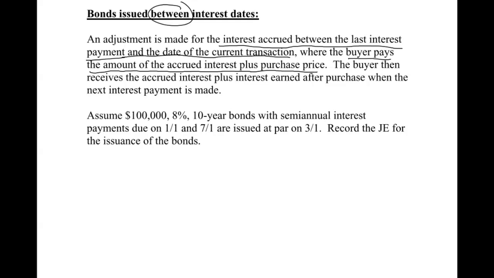So you may be thinking to yourself, why would the buyer pay for interest from a period prior to them earning it? Well, the reason is because the buyer is then going to receive the accrued interest that they almost prepaid for, plus the interest after the purchase, meaning they're going to get paid the entire 6 months of interest because they're going to be the bondholder of record on the interest payment date. So they're paying in advance for their interest, but then they're getting all 6 months of it back. We'll put some numbers to it.